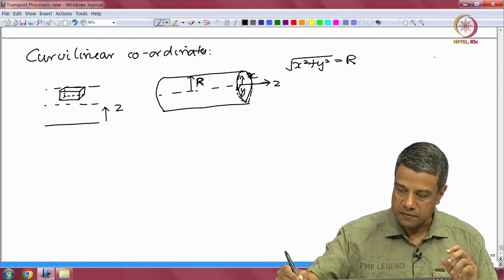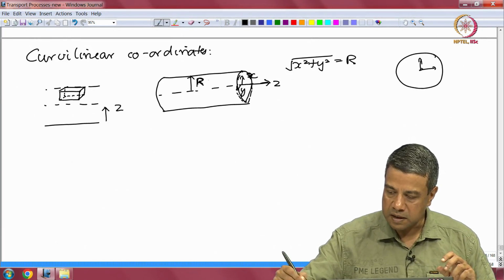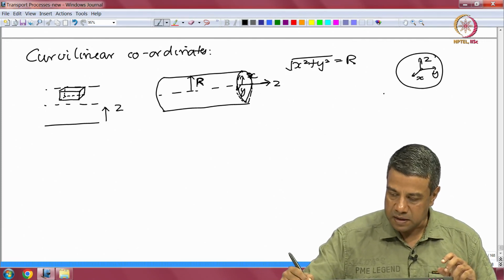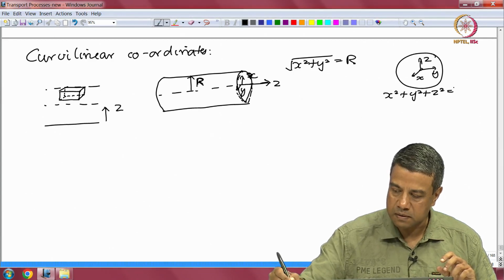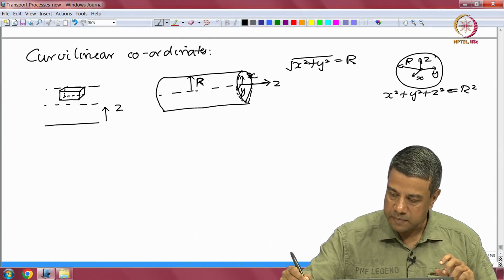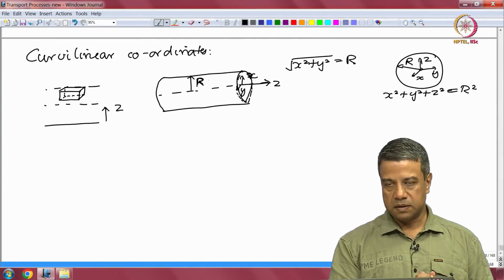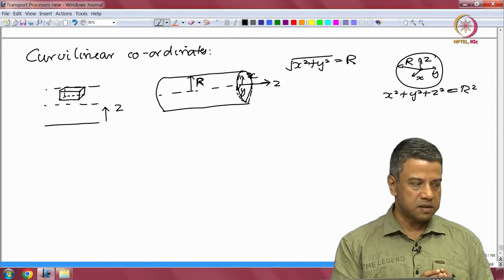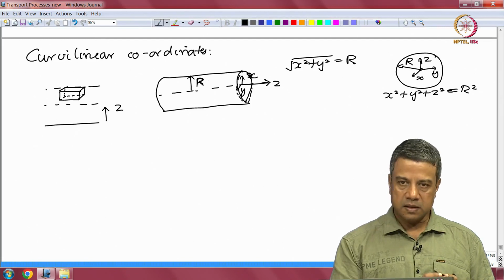Similar thing applies for a sphere. If you have a sphere with center at the origin in a 3-dimensional coordinate system, the boundary is at x square plus y square plus z square is equal to r square, if r is the radius. So, you have to apply the boundary condition at a surface whose description in the Cartesian coordinate system is complicated. So, that is one option.